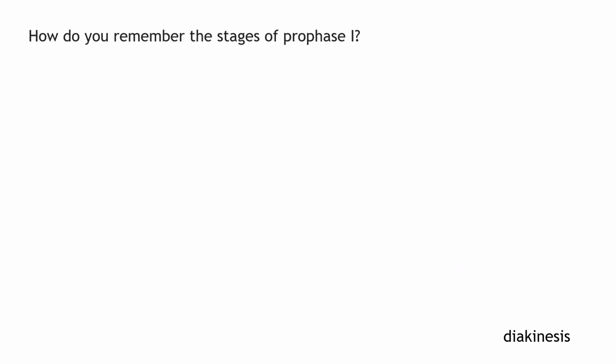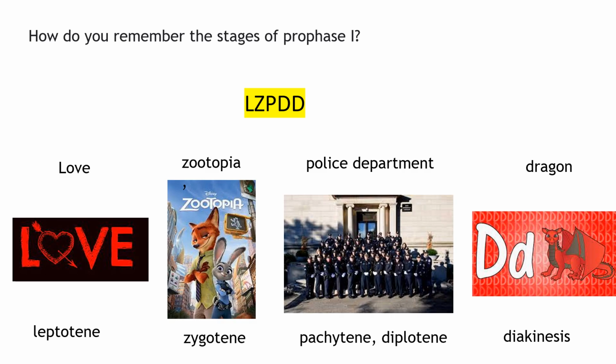So try to find the best way to remember for you. In my case, it helped me to think about Love, Zootopia, Police Department, and Dragon. This for me is much easier to remember all these names. So I remember the initials of these ones, and in that way I can remember. You can find a different way. Just remember LZPDD, something that helps you to remember them in order.